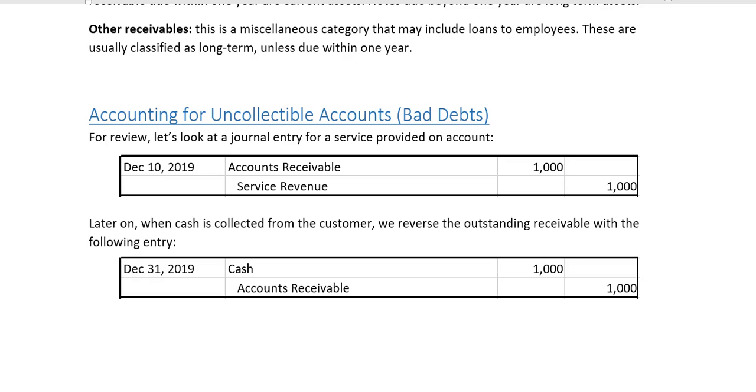Later on, when cash is collected from the customer, we reverse the outstanding receivable with the following entry. Cash, debit of 1,000, AR, credit of 1,000. So when you collect the cash, the AR goes away.